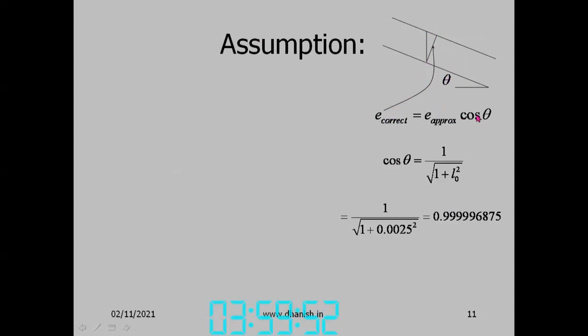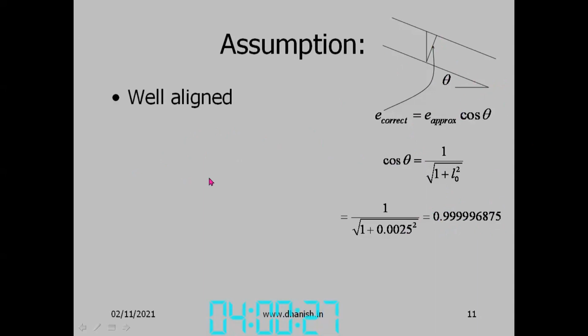But theta is very small. Cos theta equals 1 by root of 1 plus L naught squared, where L naught is the slope of the line. The slope has to be found considering the same unit in the x and y directions. So microns we have to divide by 1000 to get millimeters. Then x and y are both in millimeters, and then you calculate the slope. Then cos theta is 0.99999, so it does not matter. The vertical distance and the horizontal inclined distance are almost equal because the angle is very small.